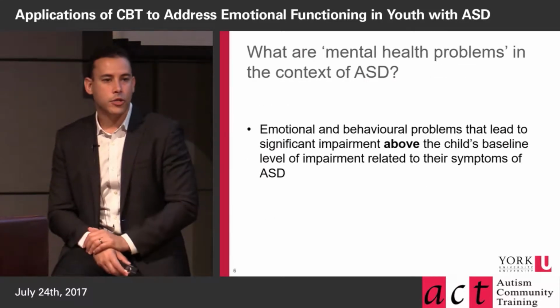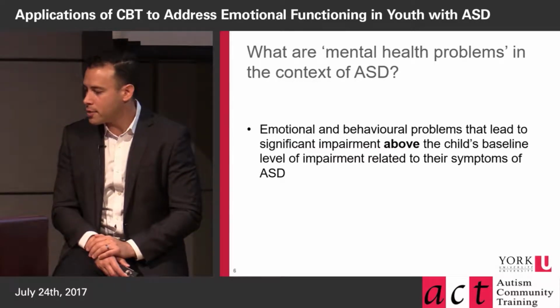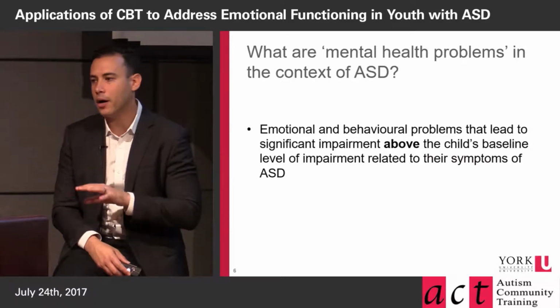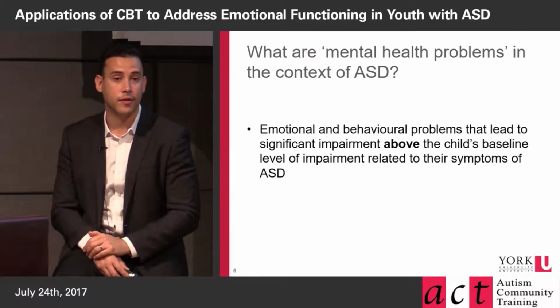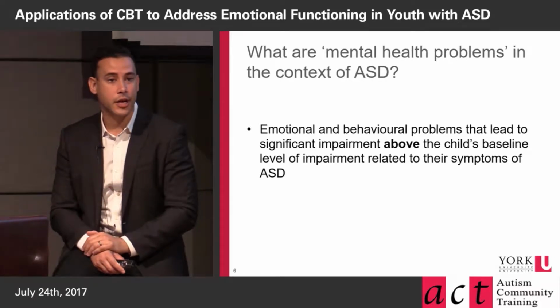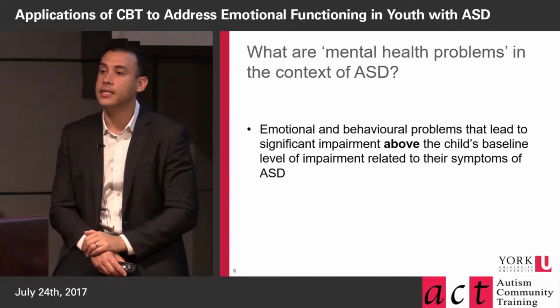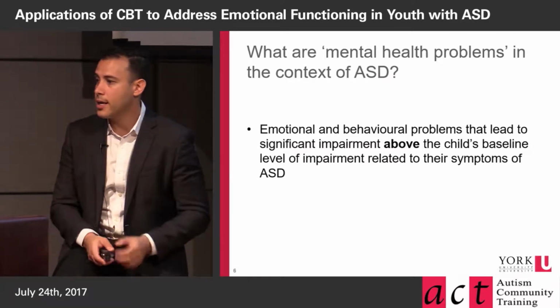When I'm talking about emotional and behavioral problems in the context of autism, I'm defining that as significant impairments that occur because of emotional and behavioral issues over and above that child's baseline level of functioning, or that person's baseline level of functioning. Okay? So this is one key component of how I understand autism as it relates to additional mental health or associated mental health concerns, right?